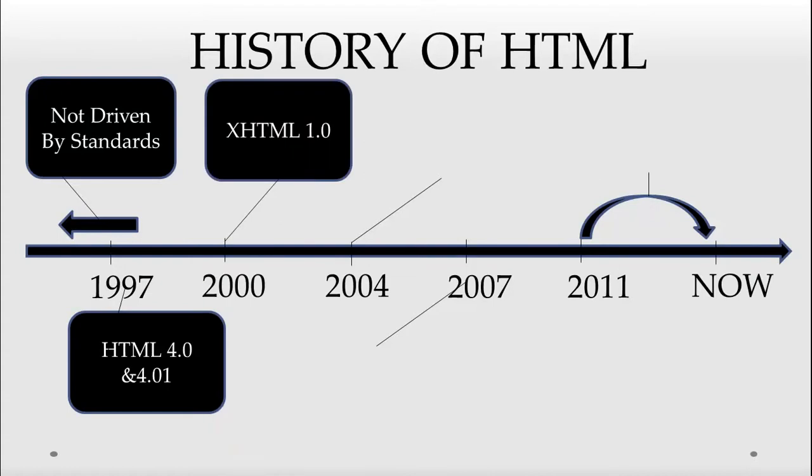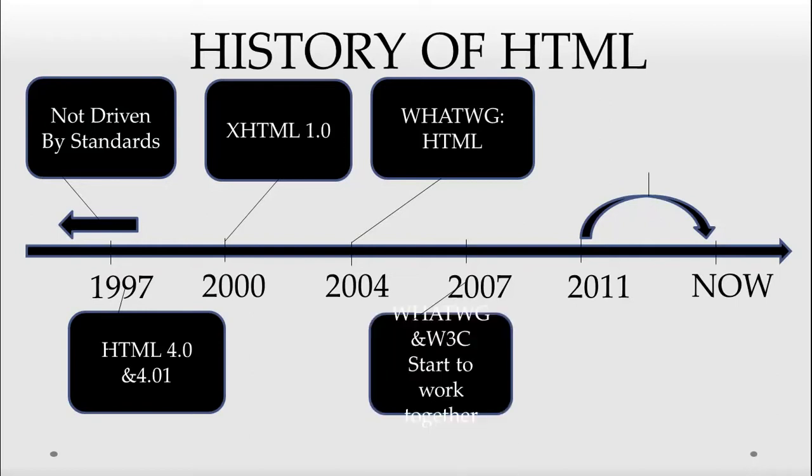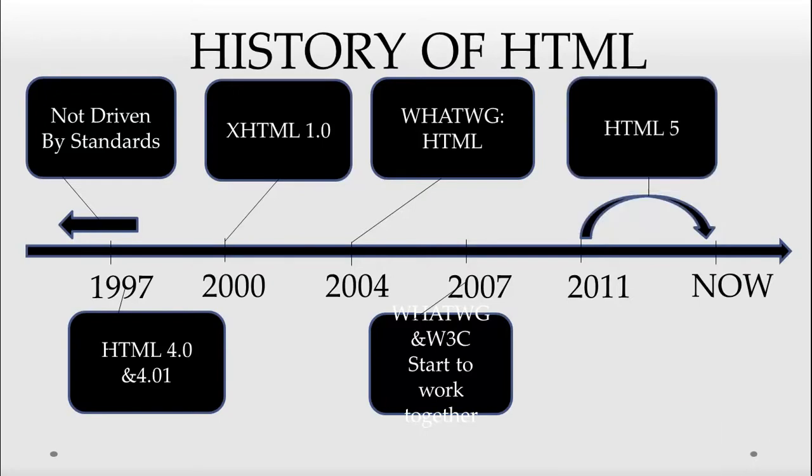Around 2000, the W3C came up with another specification called XHTML 1.0, and that specification was based on XML, Extended Markup Language. Around 2004, the WHATWG came up with more specifications in HTML, where WHATWG stands for Web Hypertext Application Technology Group. Around 2007, WHATWG and W3C started working together, and what they produced in the end is what we have now. It's HTML5. And from around 2011 until now, we are using HTML5.